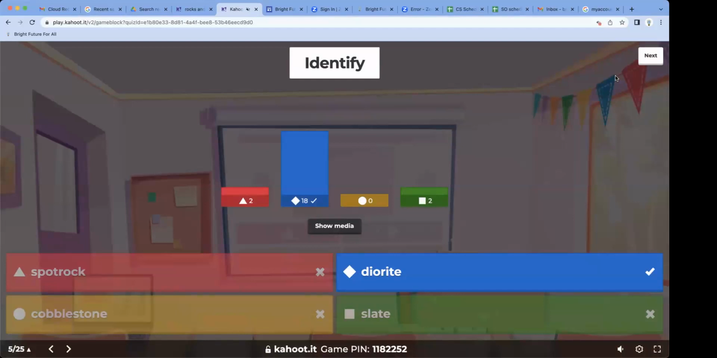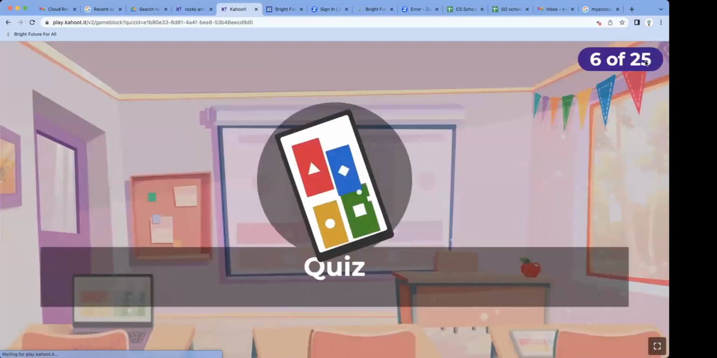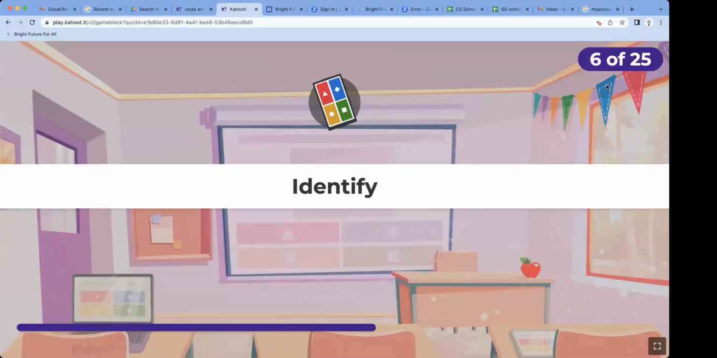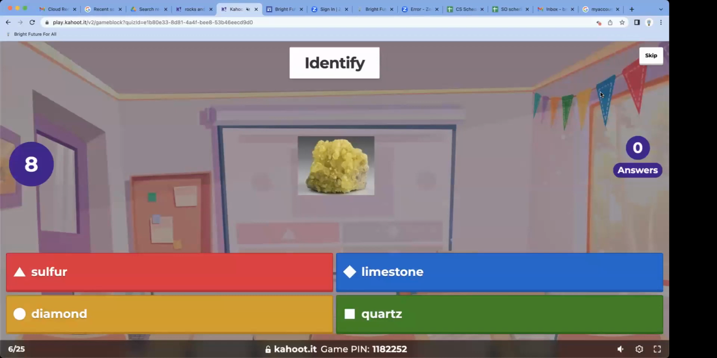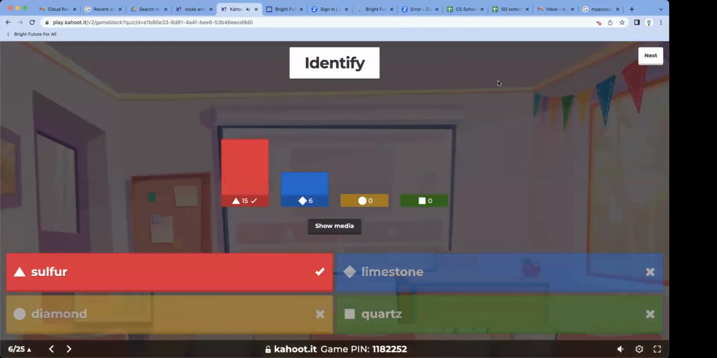Yeah, so this one's diorite because it's like Dalmatian stone and it has black spots. Yeah, next question. Identify this rock. Yeah, this one is sulfur. Sulfur is just a yellow rock. Limestone is actually not lime colored, it's white. Next question.